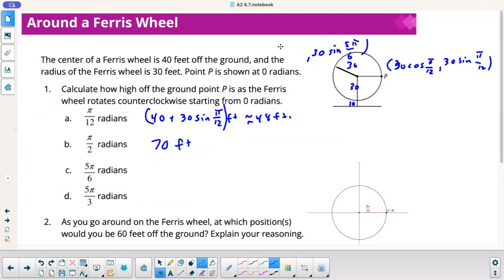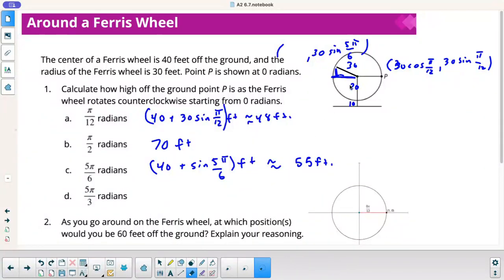That's the y coordinate. I don't really care what the x coordinate is because I want to know how high above the ground it is. So that's just the distance right here, this vertical piece. So I have to add 40 to that. So it'd be 40 plus 30 sine of 5 pi over 6 feet. And again, make sure you're in radian mode, type it into your calculator, and I think I'm going to get around 55 feet. Okay, I rounded to the whole number.